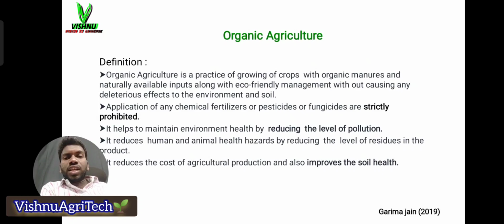That is the reason we completely prohibit pesticides, fungicides, and whatever chemical products there are. It helps to maintain environmental health by reducing the level of pollution, and it reduces human and animal health hazards by reducing the level of residues in the product. It reduces the cost of agricultural production and also improves the soil health. So this is the organic agriculture definition.